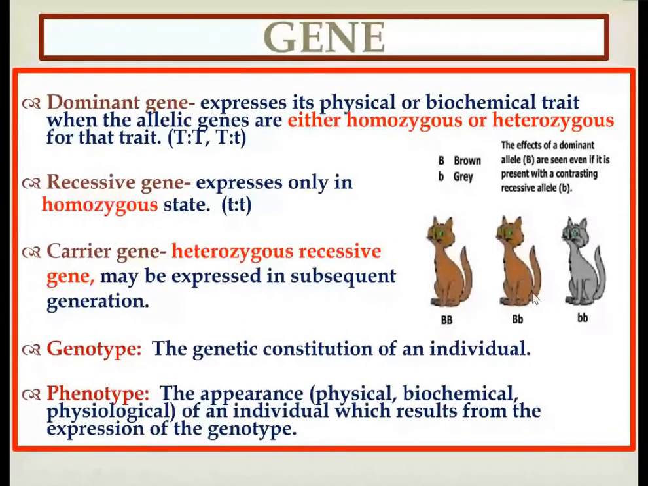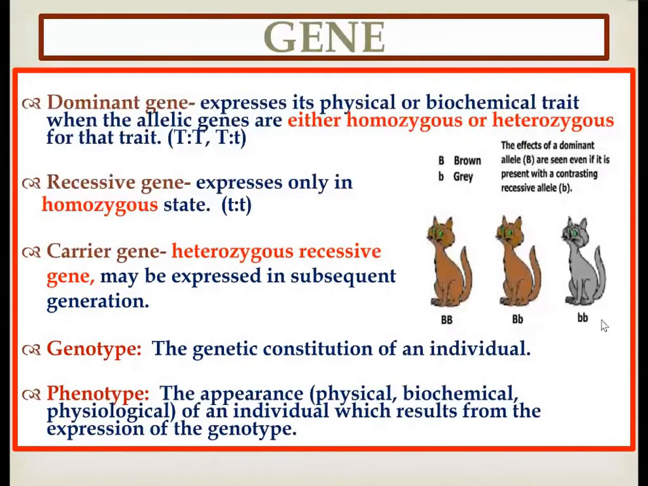Right. Now, next is the recessive gene. Which is the recessive gene in this example? Gray, small b. Small b, okay. Now, in this case, what is needed for the small b to express? The recessive gene will only express in a homozygous state. That means if both are the recessive gene, then only under that condition will it express. That is known as the recessive gene.